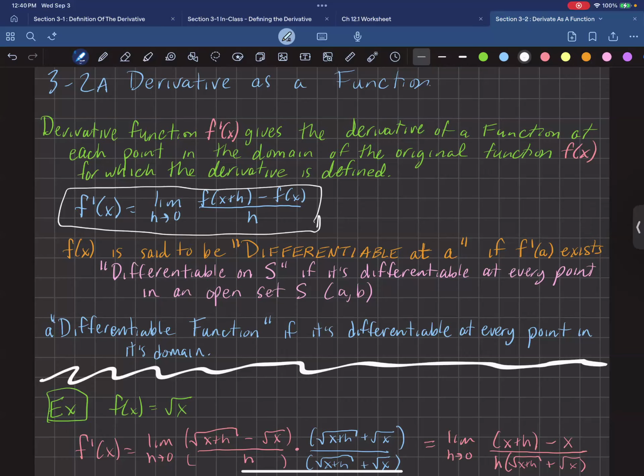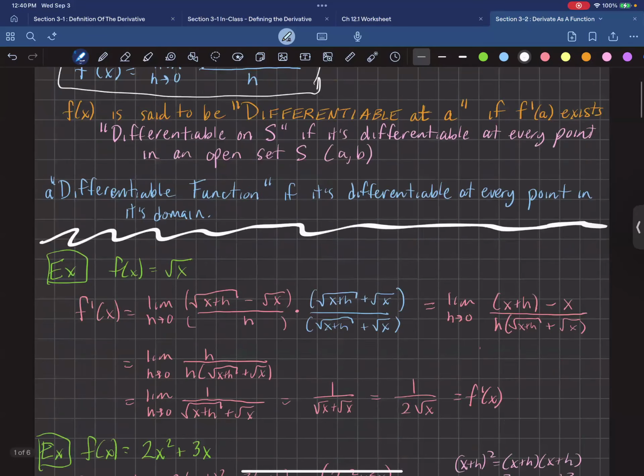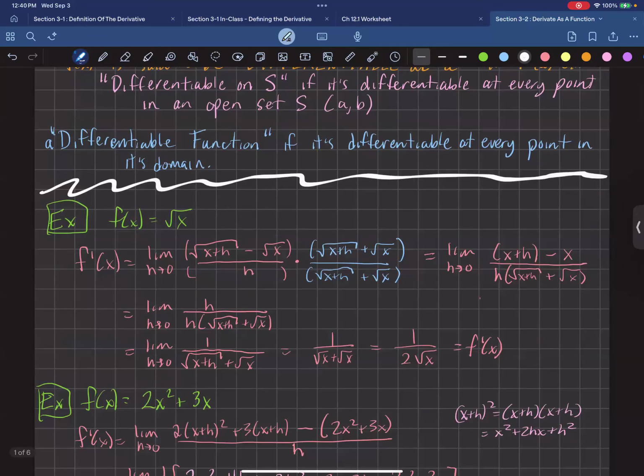Now let's take a look at a couple of them. Pause this video as you need to write the stuff down. First example we'll look at is f of x equals the square root of x. If we set it up with the limit as h goes to 0 of f of x plus h minus f of x over h, we have the square root of x plus h minus the square root of x over h.